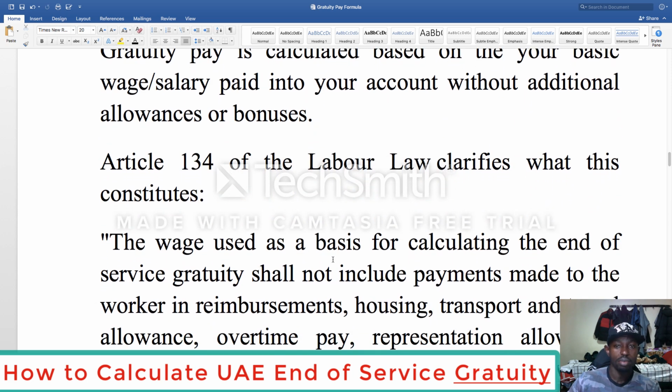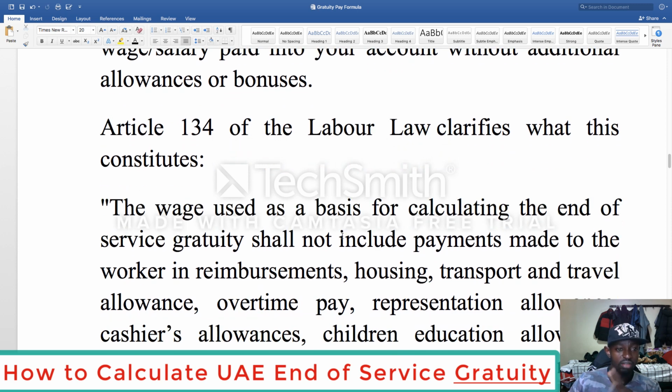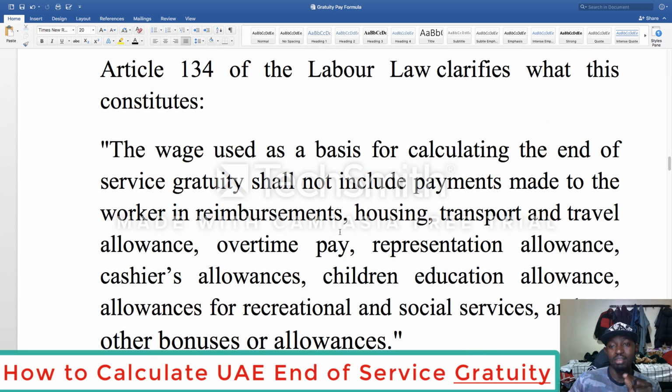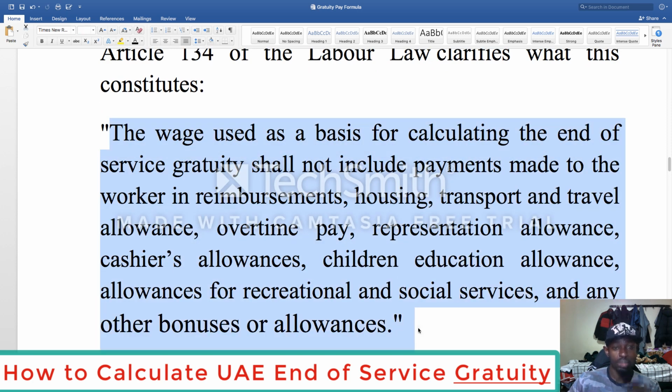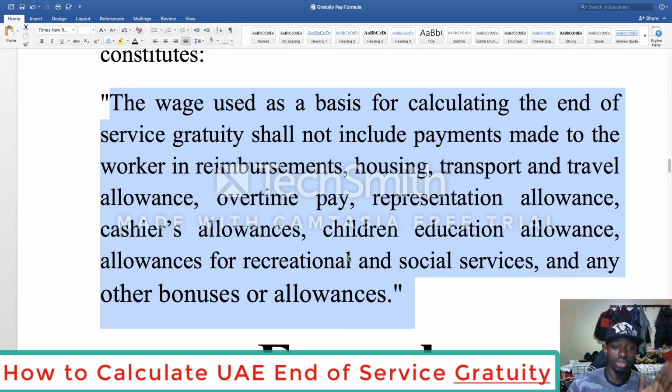Now, Article 134 of the Labour Law clarifies this point. It states that the wage used as a basis for calculating the end of service gratuity, as we see here, shall not include payment made to the worker in reimbursement, housing, transport, travel allowance, overtime pay, representation allowance, cashier's allowance, children's education allowance, recreational allowance, and social services allowances, or other bonuses or allowances. All these ones are not taken because your employer cannot tell you that because I've given you one or any of these bonuses or allowances, you're not entitled to gratuity. That is a lie. You're still entitled to a gratuity.